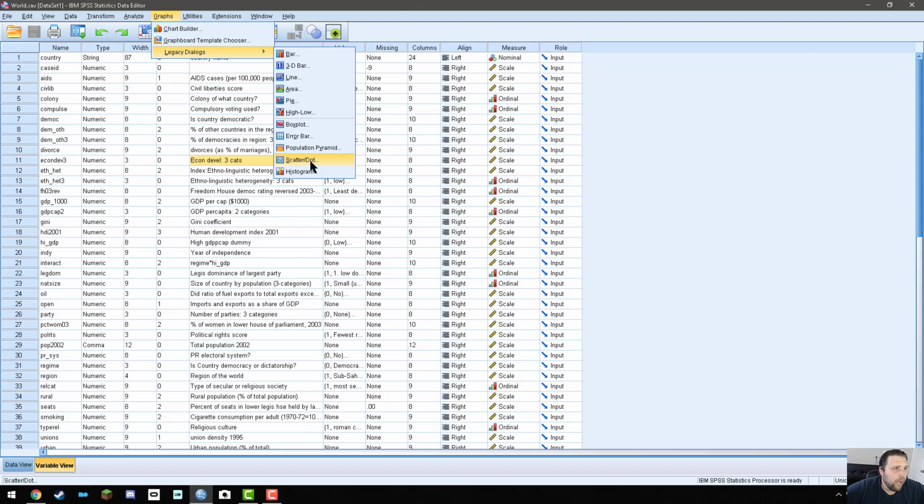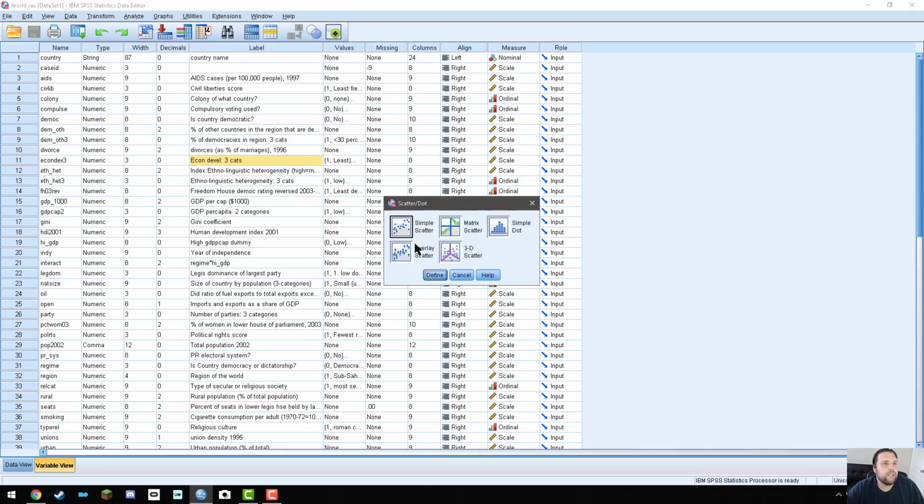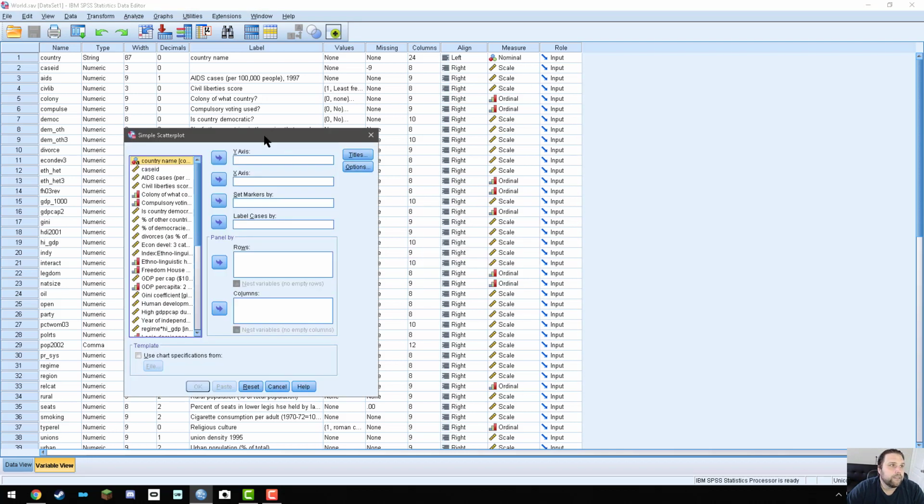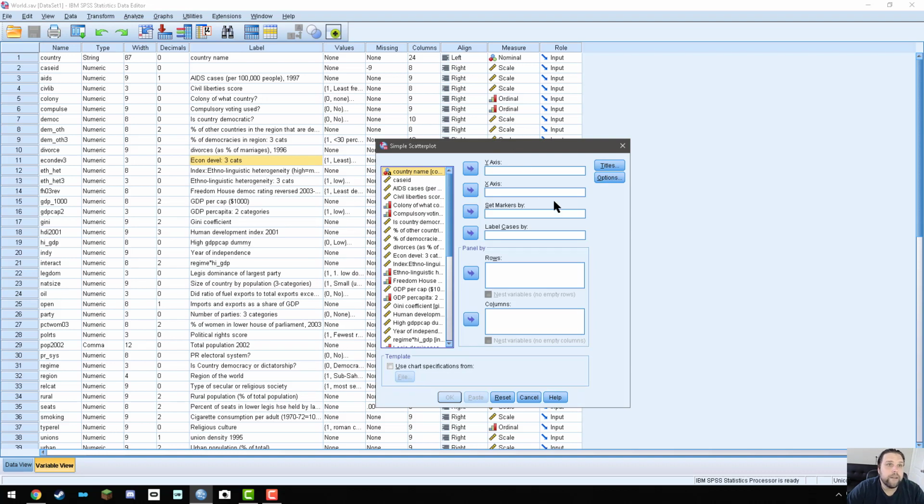So what you're going to do is go to Graphs, Legacy Dialogs, Scatter/Dot. And you have to bear in mind that this type of regression analysis only works with interval and ratio level data. So you're going to click on Simple Scatter, and then you are going to place your independent and dependent variables on the x and the y axis.